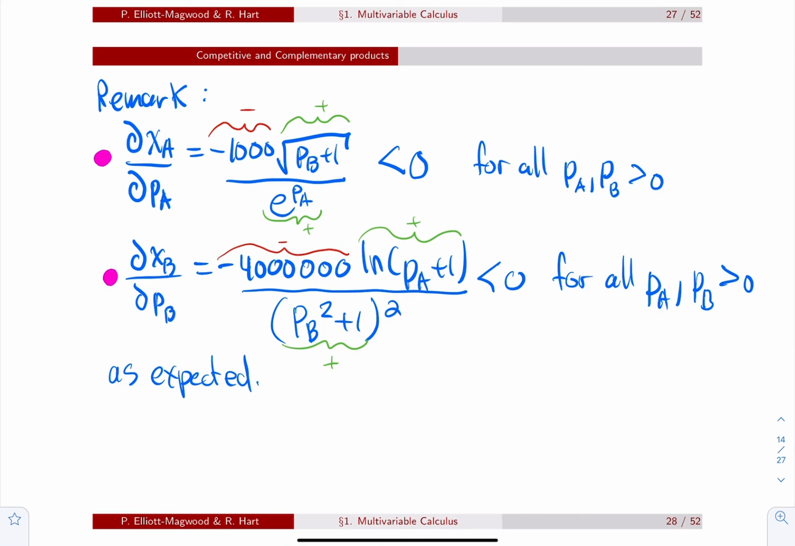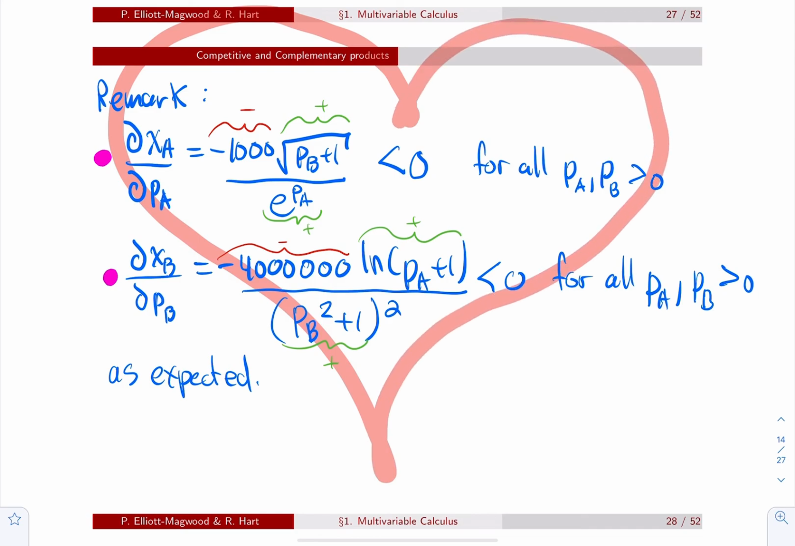If the question is just to check if two products are complementary or competitive, you compute the partial derivatives ∂XA/∂PB and ∂XB/∂PA, and you check if both signs are positive or if both signs are negative. When they're both positive, they're competitive. When they're both negative, they are complementary.